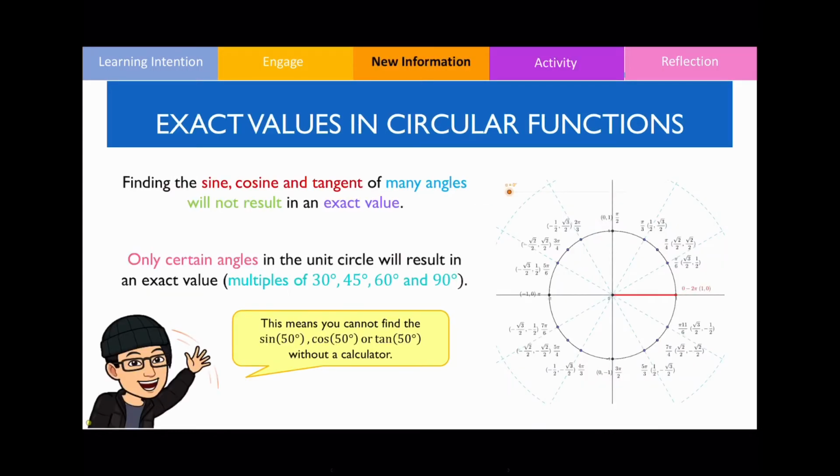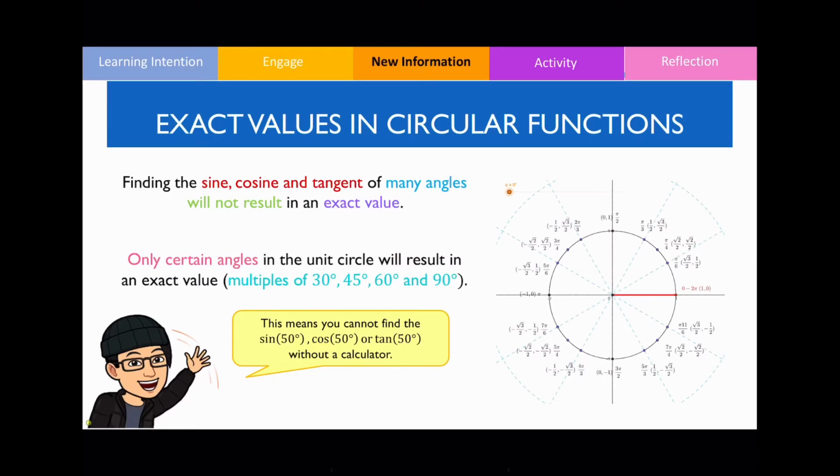So now we're going to be looking at exact values in the context of the unit circle or for circular functions. So if you're trying to find the sine, cosine, and tangent of many angles, this will not result in an exact value. Only certain angles within the unit circle will result in an exact value, and generally they are going to be multiples of 30. So multiples of 30 would be like 60, 90, 120, 150, you get the idea, 45, 60, as well as 90, okay?